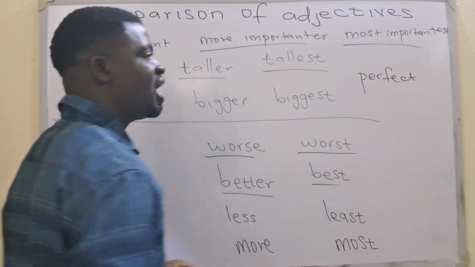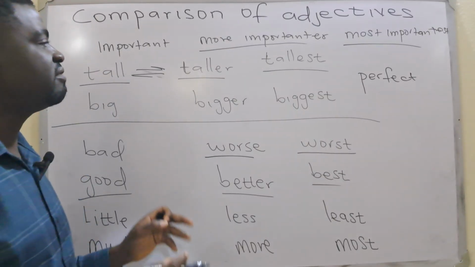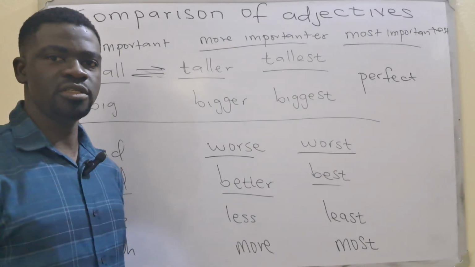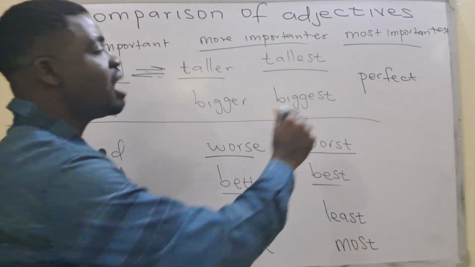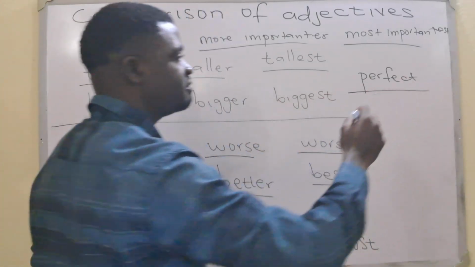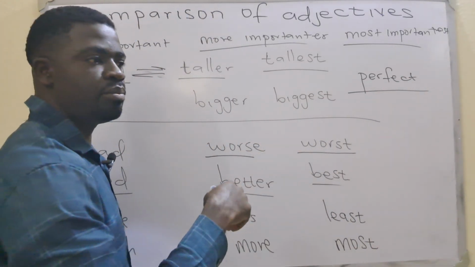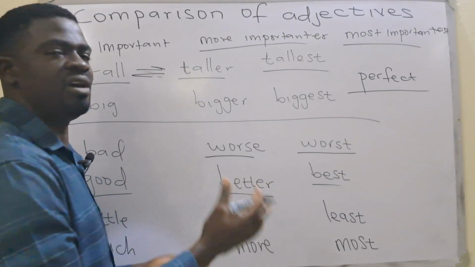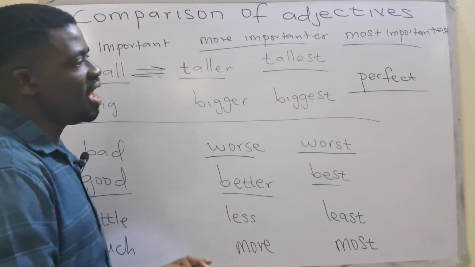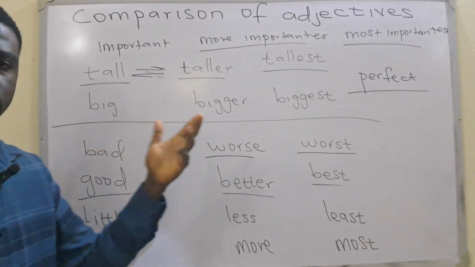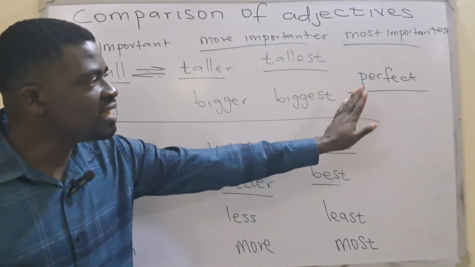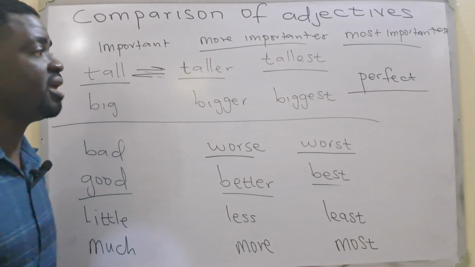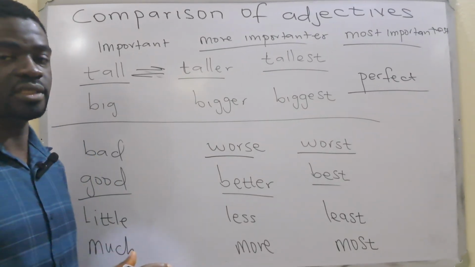Perfect as an adjective doesn't have a comparative or a superlative form. It is absolute in itself. So you cannot have perfecter or perfectest. You cannot have more perfect or most perfect either. So perfect as an adjective is absolute. You cannot compare it or grade it.